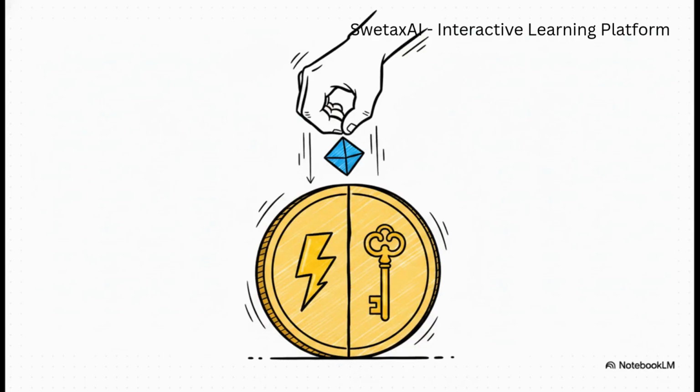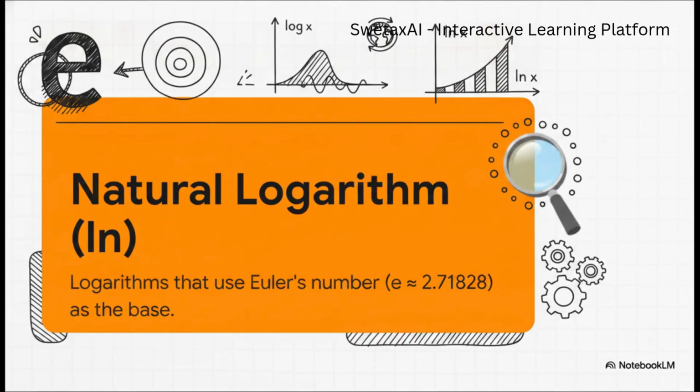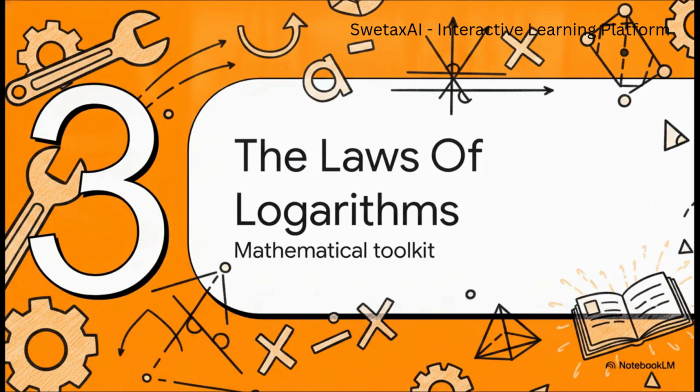Real game changer. Now, just like learning a new language, you do need to know the specific dialect. In our case, those are the common base 10 and Euler's natural number. If you see log x with absolutely no number attached at the bottom, it's just a common logarithm, which assumes a base of 10. But if you spot ln x, that's the natural logarithm. It relies on Euler's number, which is approximately 2.71828, and that is literally the fundamental constant of continuous growth in the universe.